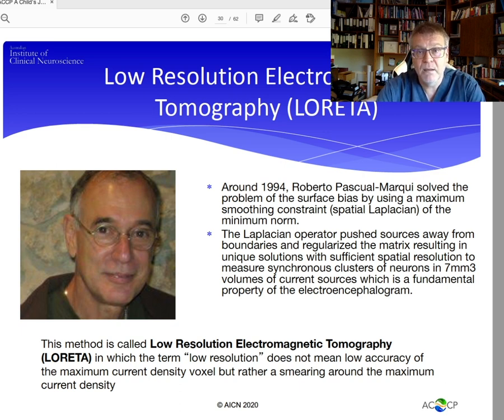So basically, low resolution does not mean low accuracy, because it's very accurate. But low resolution means that it is involving a larger area on the cortex than something like MRI would be able to focus down on. But MRI is not actually measuring functional activity. It's not measuring electrical activity. It's looking more at morphology and anatomy than at the actual change in current flows.